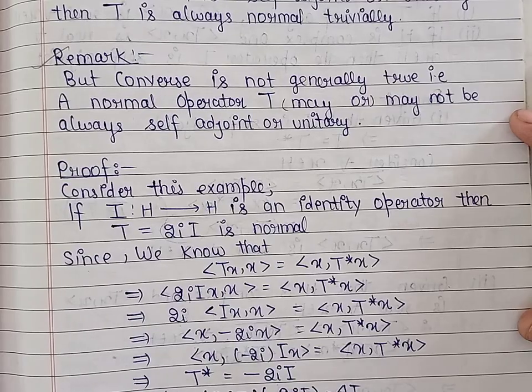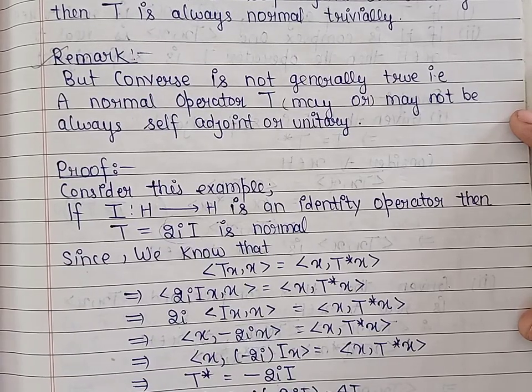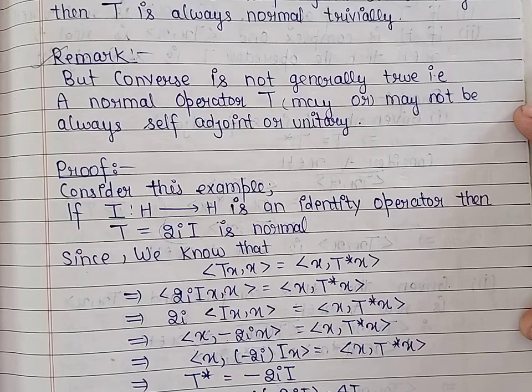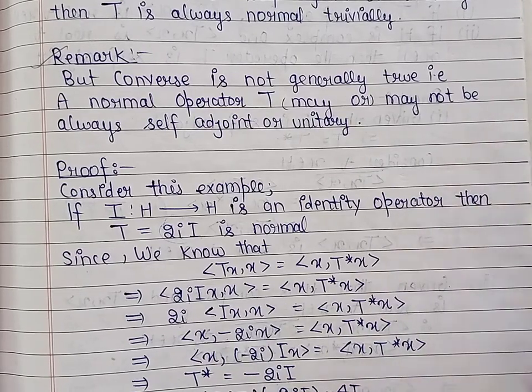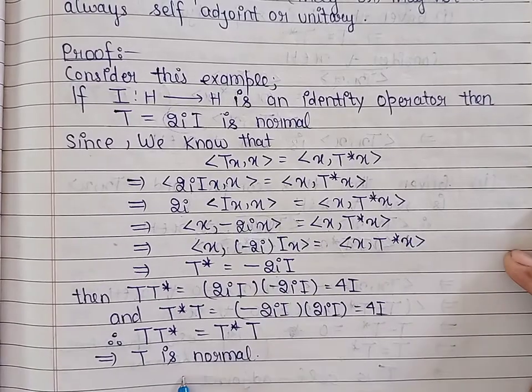Now let us find T into T star, substituting the value of both T and T star. So this will be 4i, and T star into T, that is also 4i. So both are the same. So we can say that T is a normal operator.